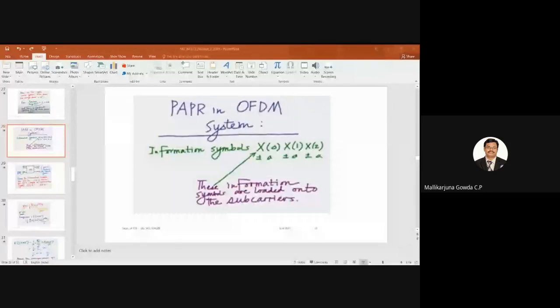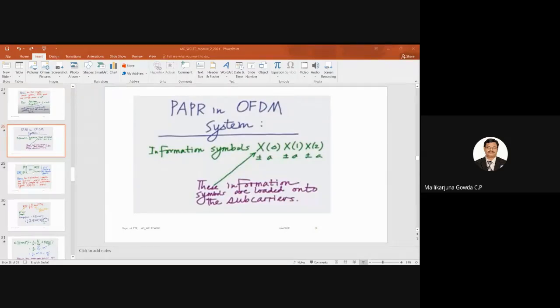So if I consider an OFDM system, how do I find the peak to average power ratio? Let me take these information symbols, x of 0, x of 1, x of 2. This is the vector capital X. These information symbols are loaded onto the subcarriers, and that is what we do with the IFFT.